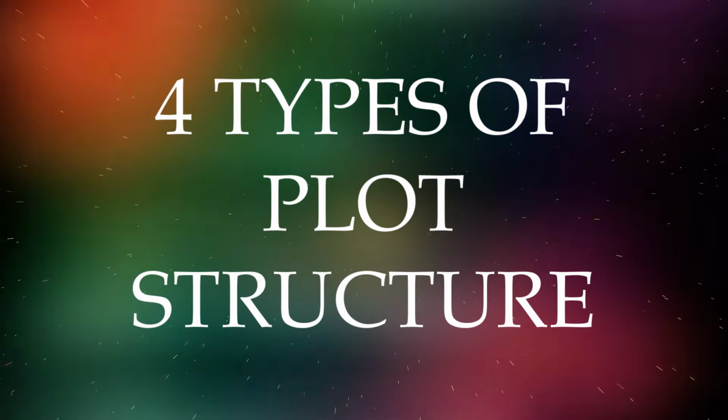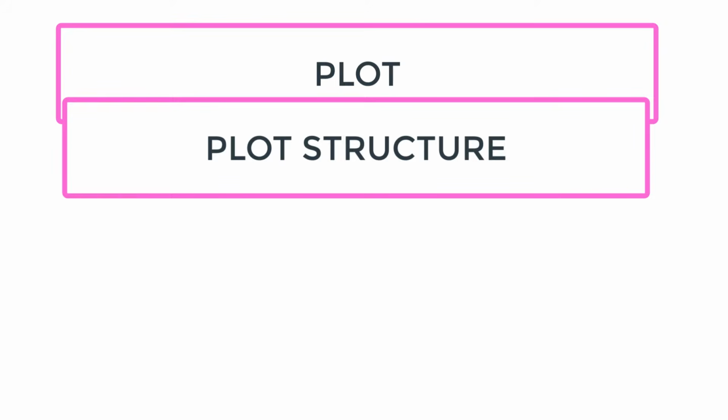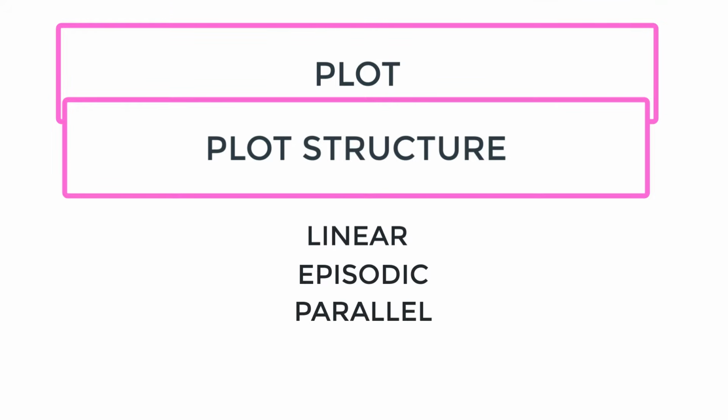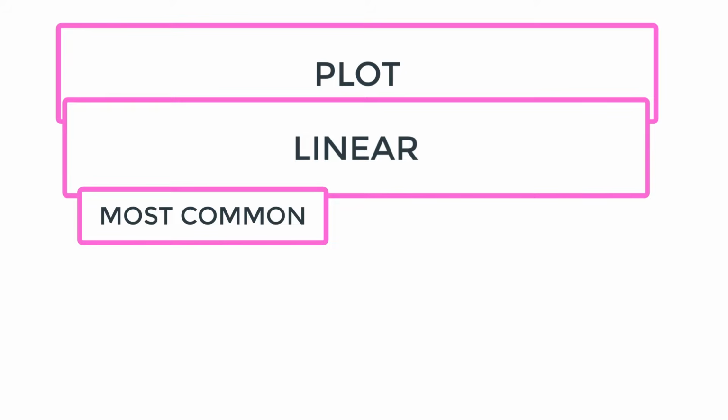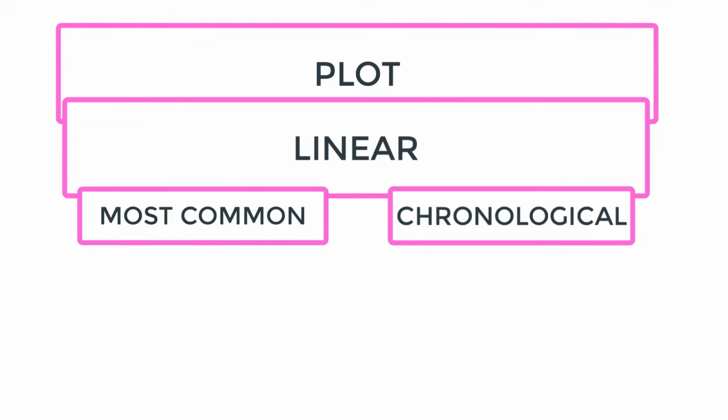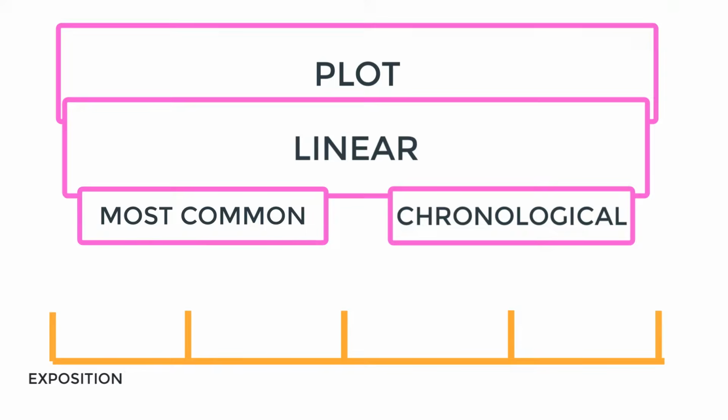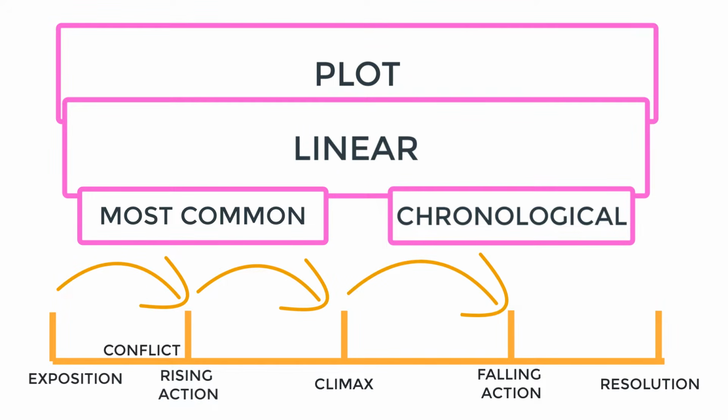Plot structure. When an author decides to write a story, she could use 4 plot structures: the linear plot, the episodic, the parallel, or the flashback. The linear plot is probably the most common structure. It occurs in a chronological timeline. The linear plot starts at a certain event and progresses to the climax and then to the resolution. It follows the most common plot structure.